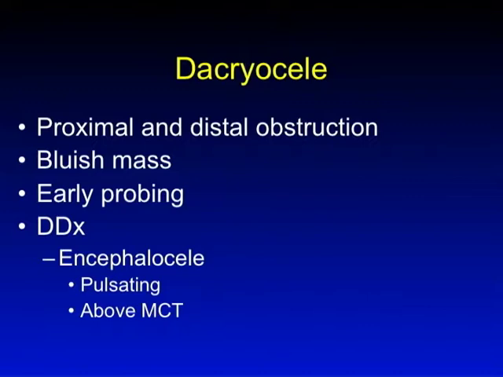Because when you have a dacryocele, there is a distal obstruction and also a proximal obstruction. So the lacrimal sac is distended, bluish, and you have to drain in order to improve the condition. So probably doing an early probing will just solve the problem.